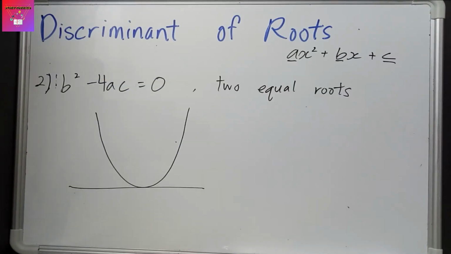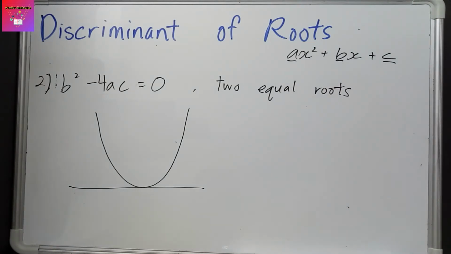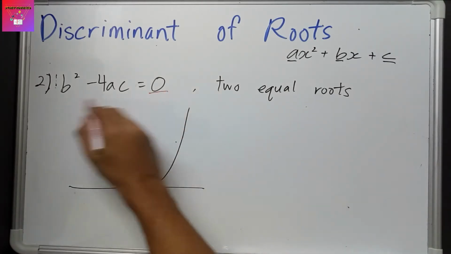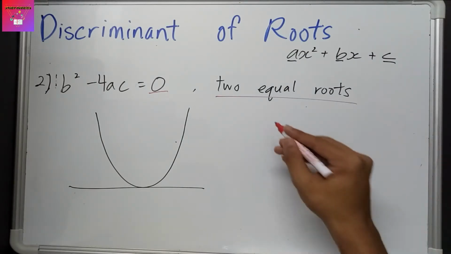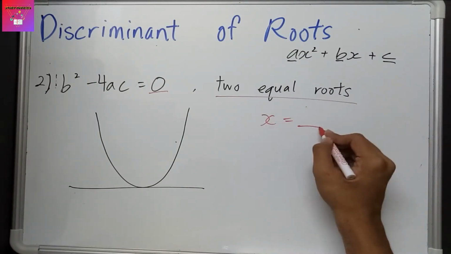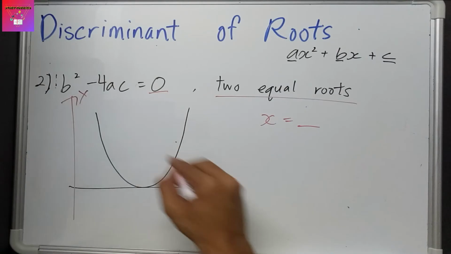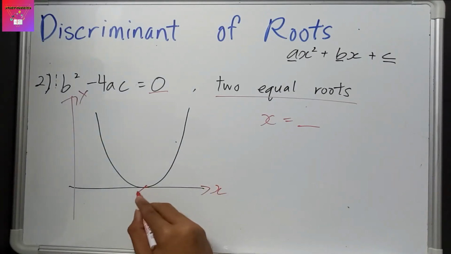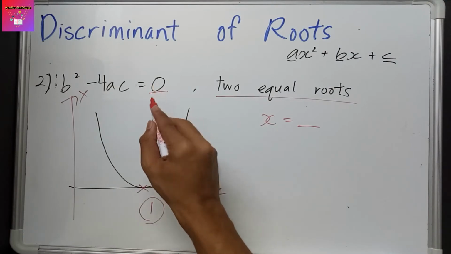So now we are going to look at our second property of roots, which is b square minus 4ac equals to 0, which means that whenever you substitute the values of a, b and c into the equation, you're going to get an answer of 0. Whenever you get an answer of 0, it means that you're going to get two equal roots. What two equal roots means is that you're going to get only one value of x. So when you look at this graph, which is actually y and x, you notice that it only touches 1 point on the x, indicating that only one value is produced when you get equal to 0.